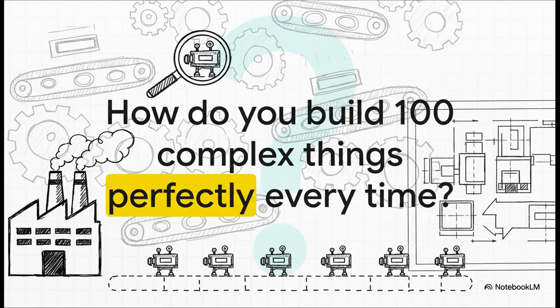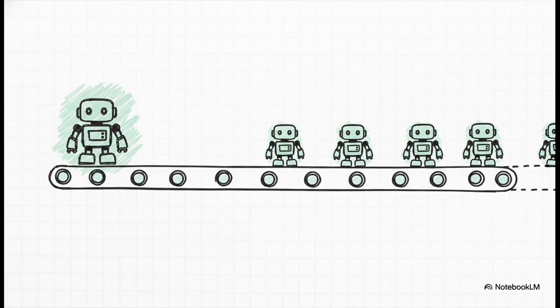But before we even touch any code, let's think about something a little more practical. Just imagine you're running a factory. How on earth do you build 100, maybe even 1,000 identical, really complex things and make sure every single one is absolutely perfect? Well, the answer is pretty simple, right? You don't build each one from scratch, hoping for the best. You start with one perfect blueprint.